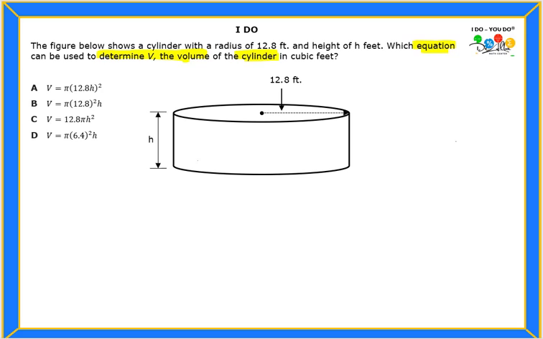I do see the h, which is right here. This is your height. There's no number, right? Okay, but it has the h for the height. What about 12.8? What is 12.8? Well, notice how it's only from here to here. Therefore, we can tell that that's going to be the radius. Is that right? Okay, so what about the formula for volume?